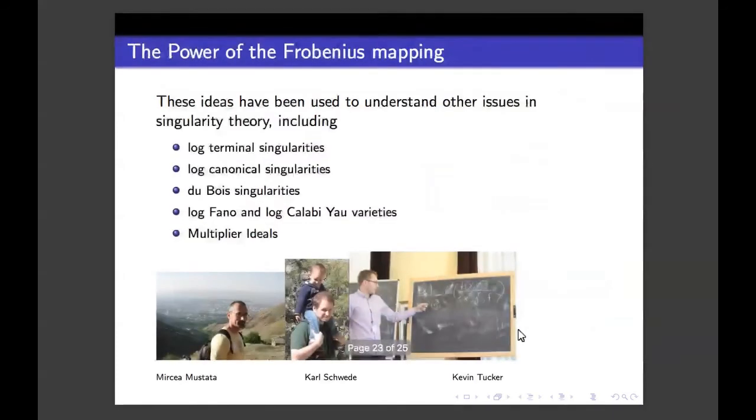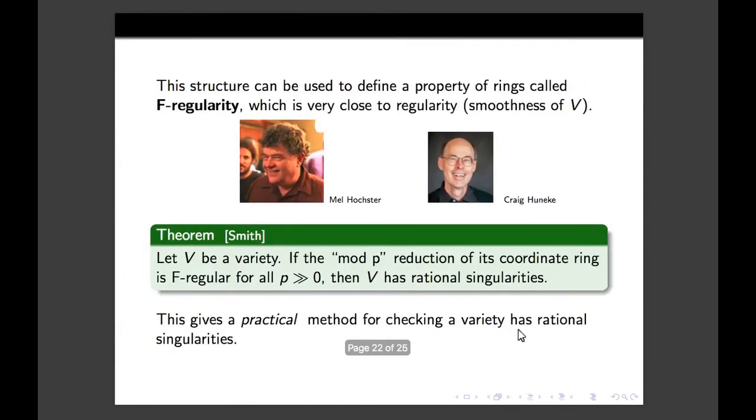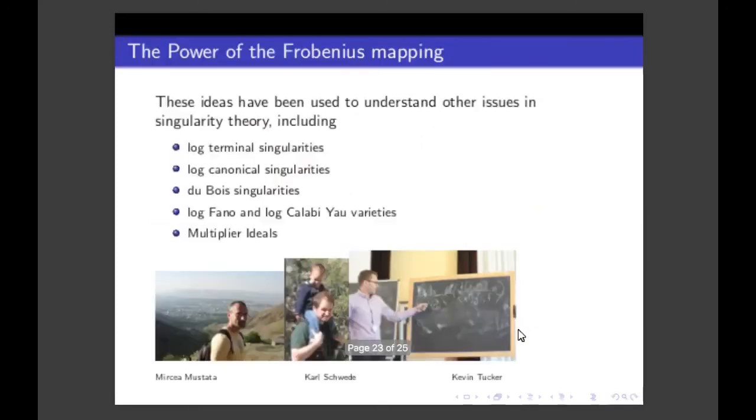Okay, so maybe I should say more about these people. Mel, again, I had his picture before. He was my PhD advisor, and Craig Miller is my other postdoc advisor because I was at Purdue and MIT at various points. So we're just honoring them, and also they defined F-regularity.